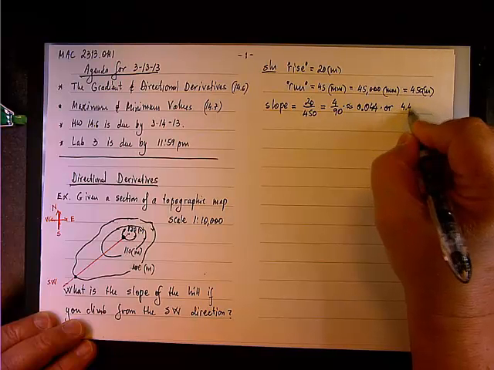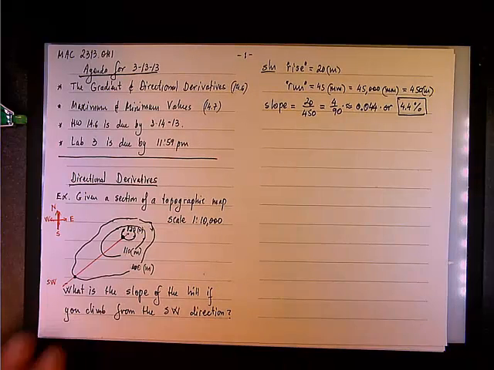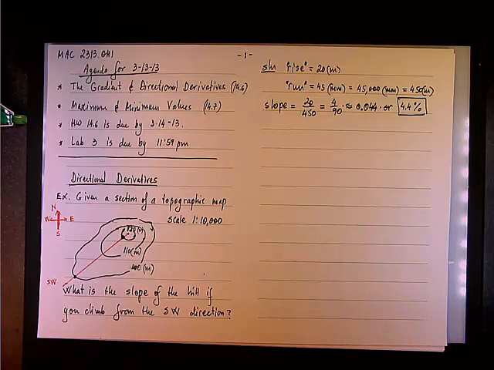And what is this? In percent, it will be 4.4%. This is the slope of the hill.